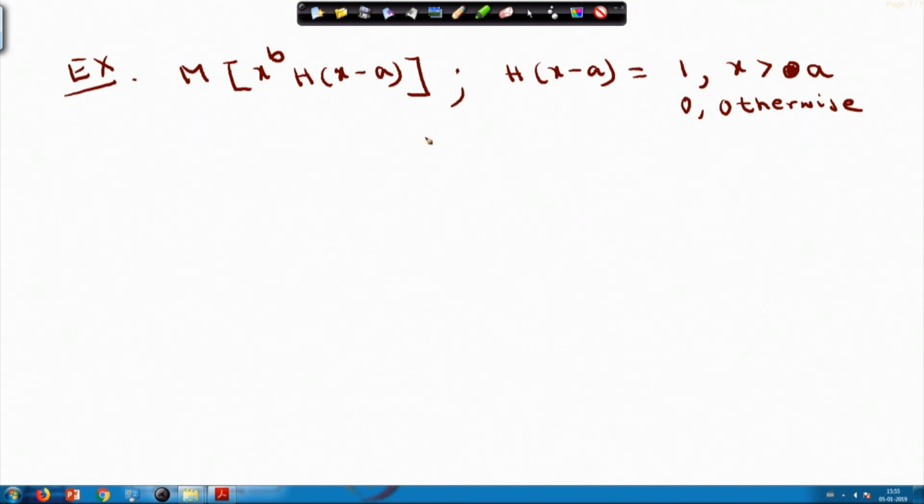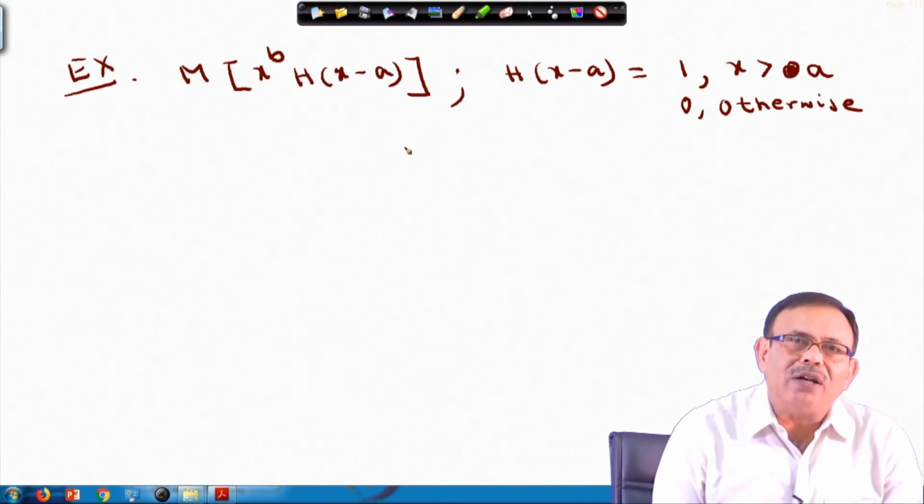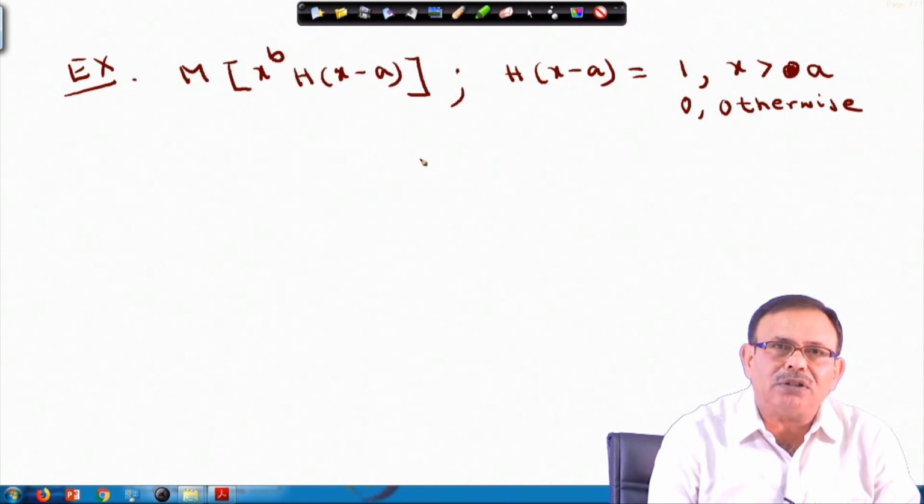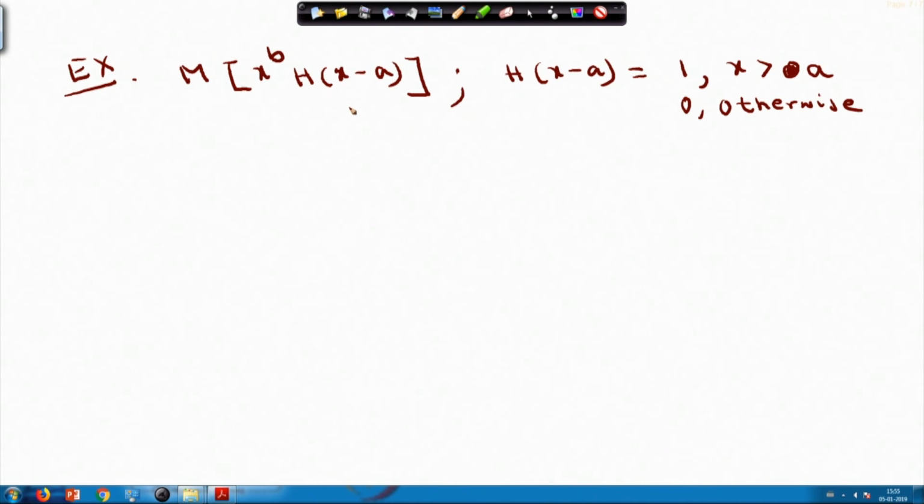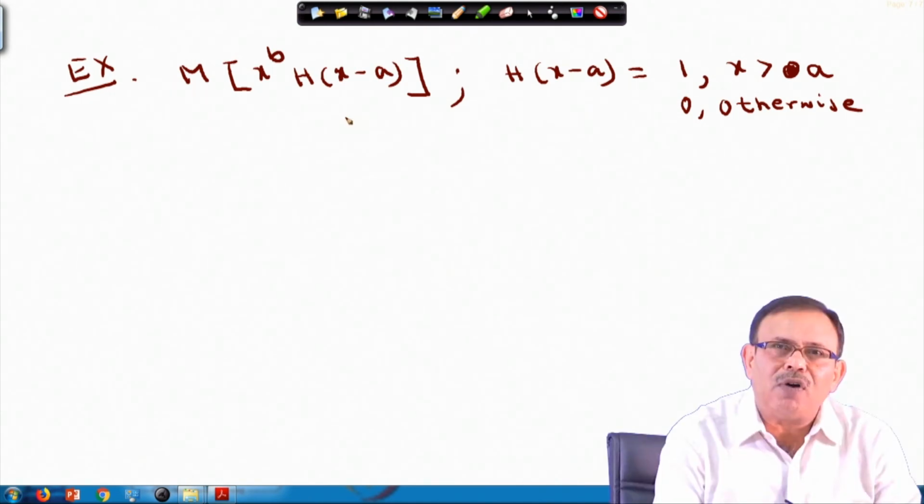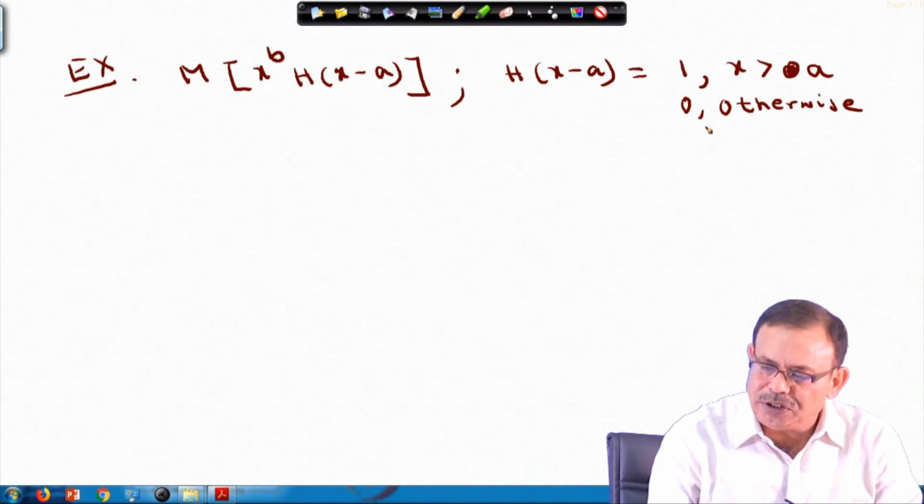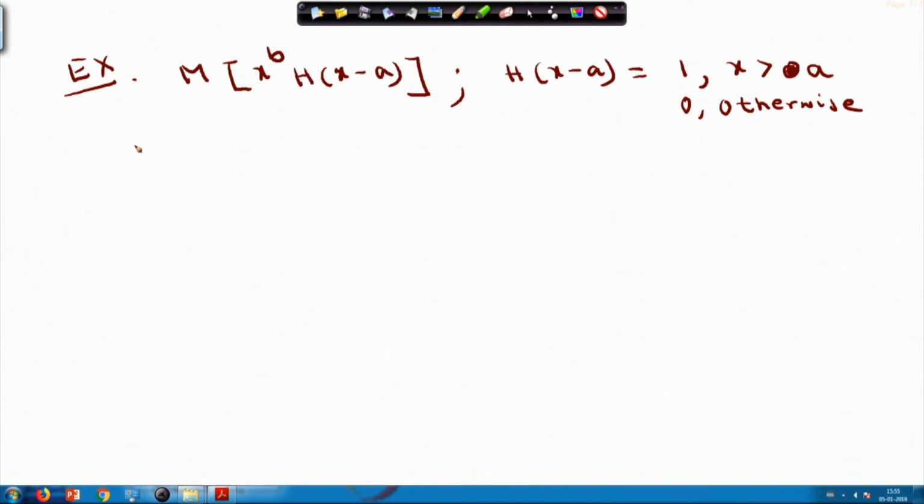So, we want to find out the value of the Mellin transform of the function x to the power b into H of x minus a, where H of x minus a is nothing but the Heaviside function, which is defined as H of x minus a equals 1 for x greater than a and it is 0 otherwise. Now, let us start with this one. What is the Mellin transform of the Heaviside function? That we want to find out first.